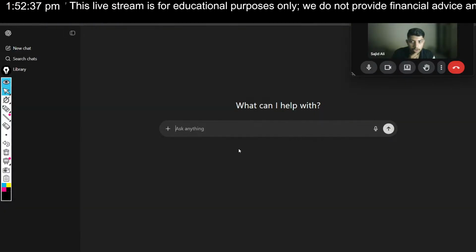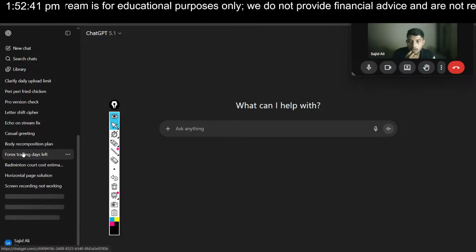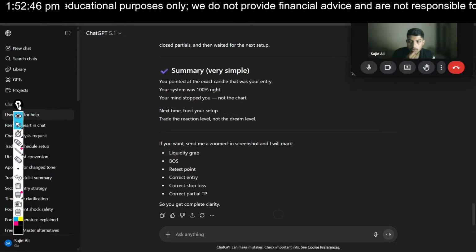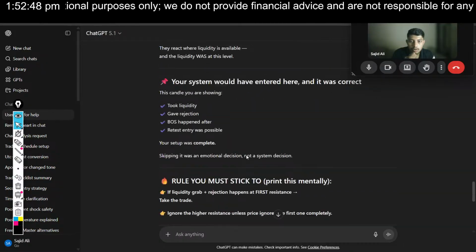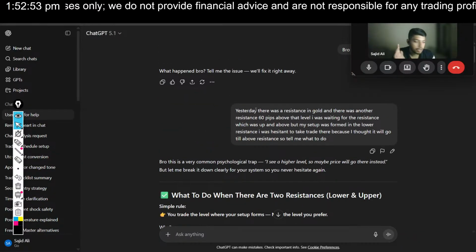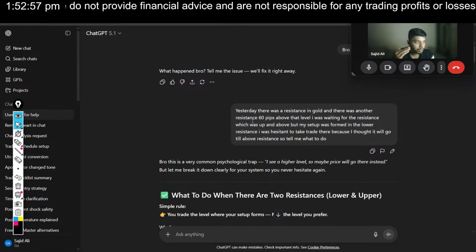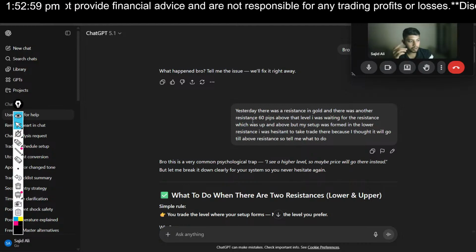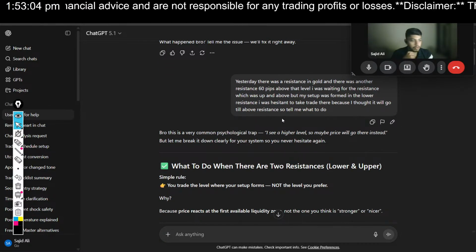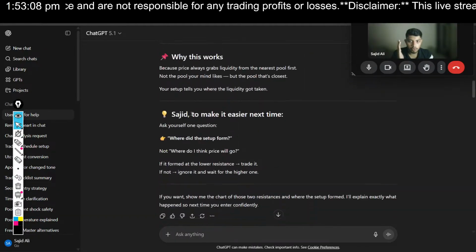Like, how do I use my ChatGPT? This is my ChatGPT. Here, everything I have marked. So, for example, yesterday morning, do you remember that there were two levels? We were waiting for the main resistance level for the trade. But before that also there was a level from where our setup played. So I was just asking him, this was the scenario, help me please. Then he exactly told me what I have to do in a very simple way.